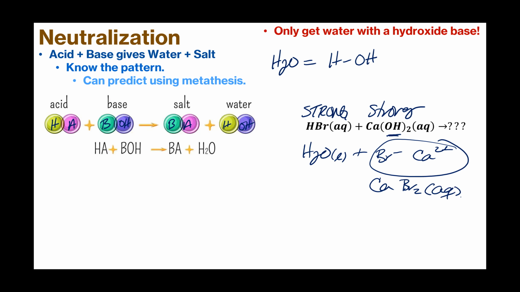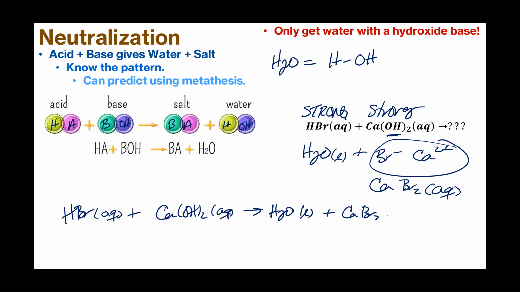Ultimately then it's on us to write and balance a complete equation here. So HBr aqueous plus calcium hydroxide aqueous should give us water, liquid, and calcium bromide that is aqueous. Now I want to balance it. We need two HBr. That gives us two H's and two OH's, so we need two waters. There's our balanced molecular equation.